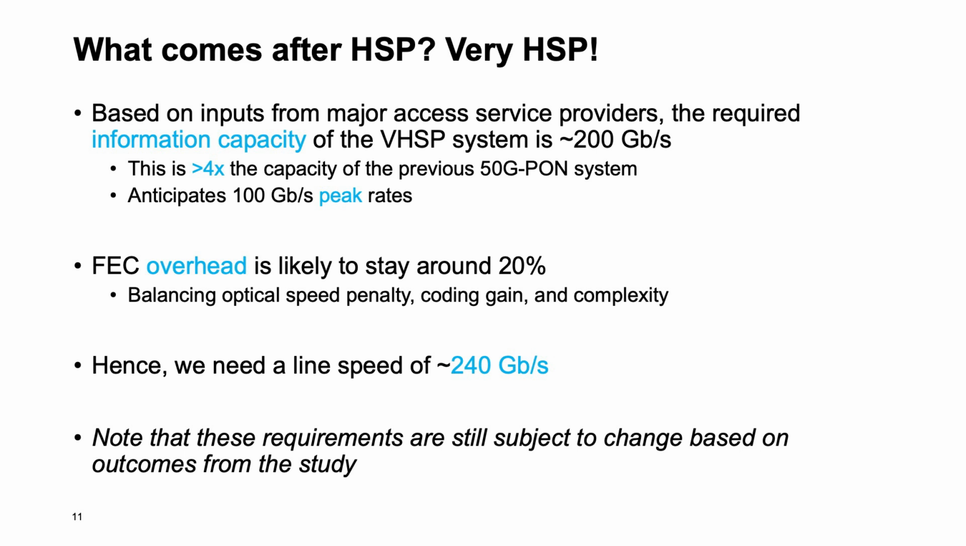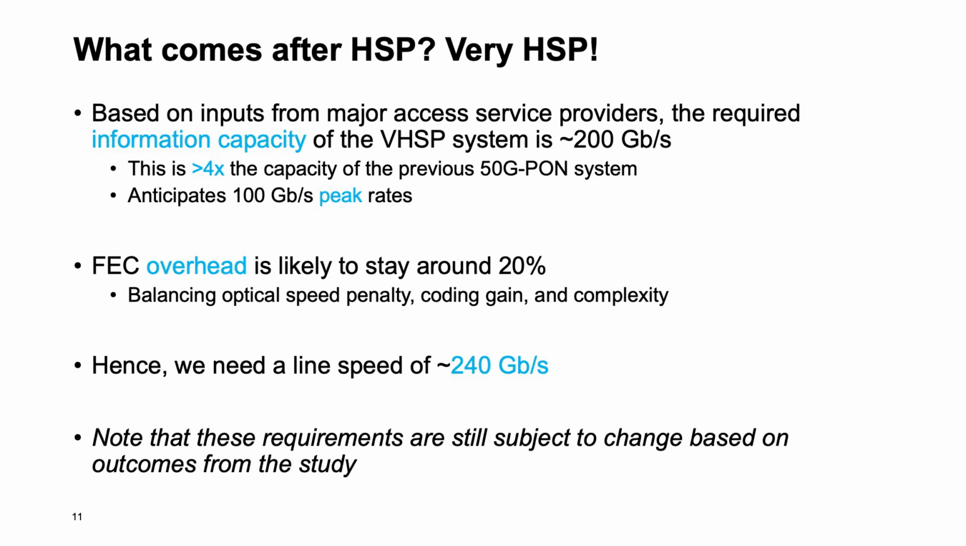And the first thing which they've defined is they don't want to talk about line rates anymore. So in the previous generations, 50G was a line rate, 10G was a line rate. Now they want to talk about information capacity. So the current target is 200G for this system, so more than 4 times the capacity of the previous generation of system. And they're anticipating needing 100G peak rates from their clients. If we consider the FEC overhead is going to be about the same, 20% that we see today in 50G PON, then that means that we need a line speed of 240 gigs.